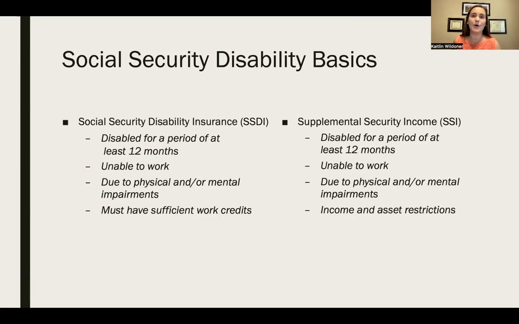It does not include 1 home and 1 car. Anything above that, it largely does include. There are a couple other exceptions to that rule, but generally the 2 most common are 1 home and 1 car. So unfortunately, what we see happen frequently with a married couple is they have 2 cars. And so that second car is going to count towards your asset restrictions, okay?